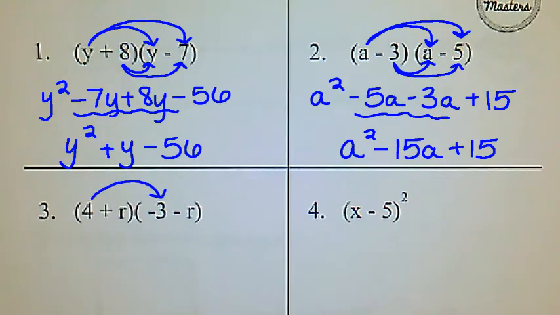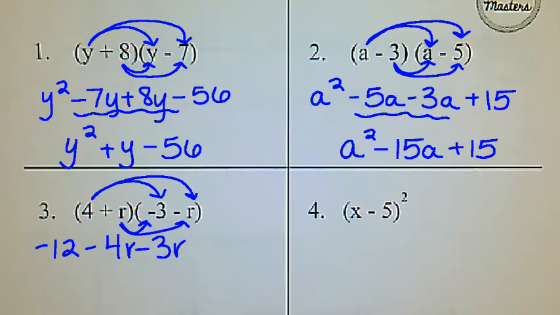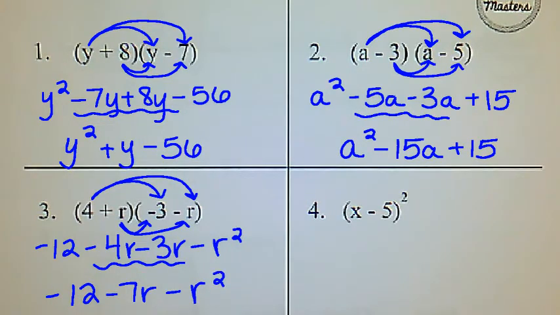And again, first, outer, inner, last. Get r squared. Okay, so we get negative 12 minus 7r minus r squared. Also for number 3, if you want to rewrite this in standard form, remember, that would be negative r squared minus 7r minus 12.